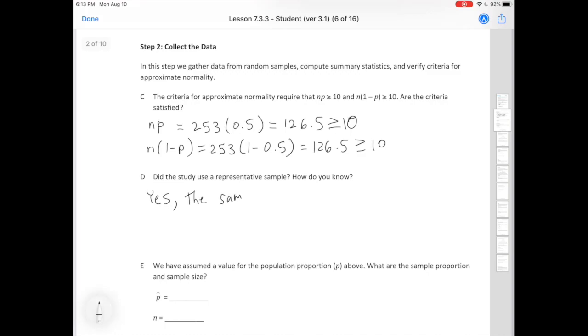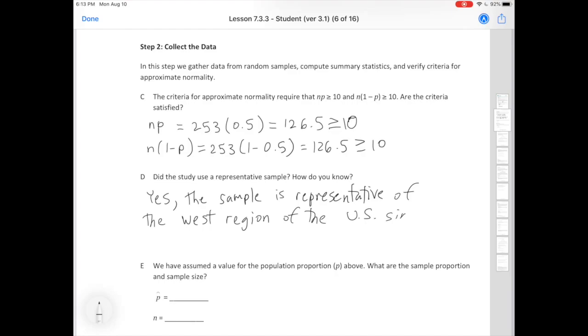So, yes, the sample is representative of the west region of the U.S. since the sample was random. So, if you put both of these facts together, the normality criteria is satisfied.